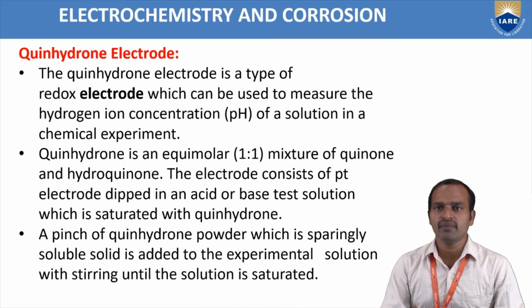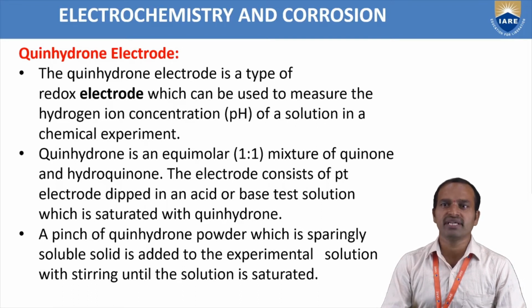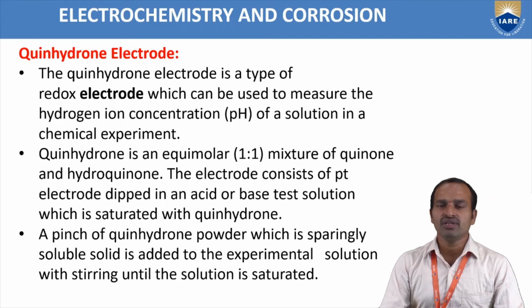Next type of electrode is the quinhydron electrode. This quinhydron electrode is a type of redox electrode which can be used to measure the hydrogen ion concentration, that is the pH of a solution in a chemical experiment. It is mainly used for determination of pH of an unknown solution. Quinhydron is an equimolar 1:1 mixture of quinone and hydroquinone. The electrode consists of a platinum electrode dipped in an acid or base which is saturated with quinhydron.